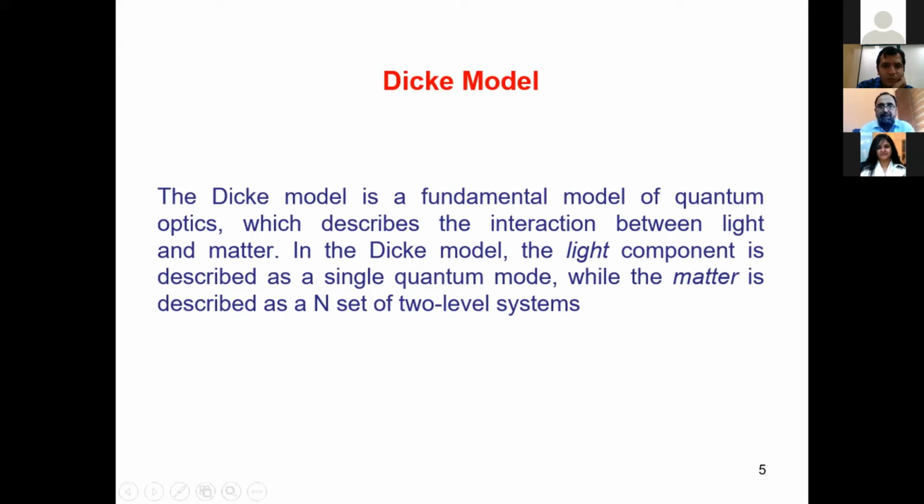In the Dicke model, the light component is described as a single quantum mode, while the matter is described as an ensemble of N two-level atoms. Please notice this point: we have interaction of the single quantum light mode with matter, which consists of a set of N two-level atoms. Typically, we talk about interaction between a single atom and the radiation field. So here we have an ensemble.